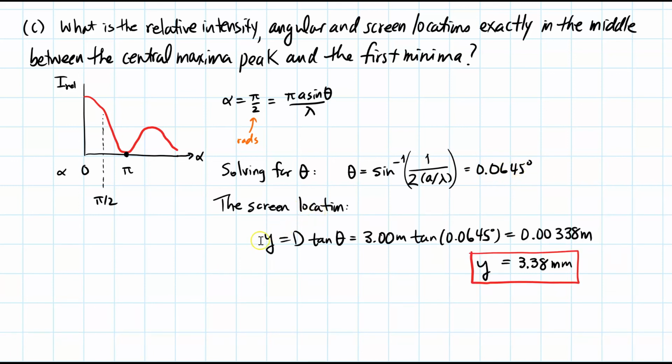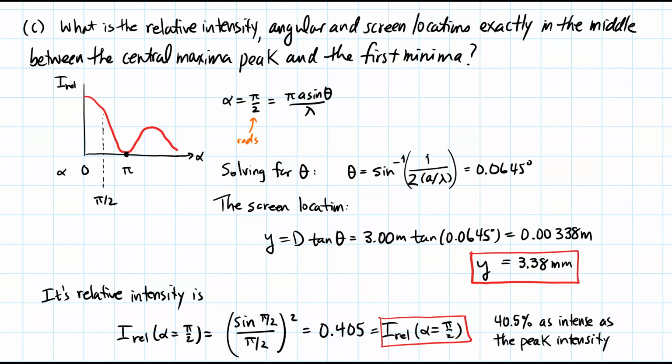Screen location, which is y equals D tan theta, is then 3 meters times the tangent of that angle, which gives me 3.38 millimeters. Its relative intensity is I relative at alpha equal to pi over 2. Plugging that into our relationship, we get 0.405. So the relative intensity at this location is 40.5% as intense as the peak intensity.